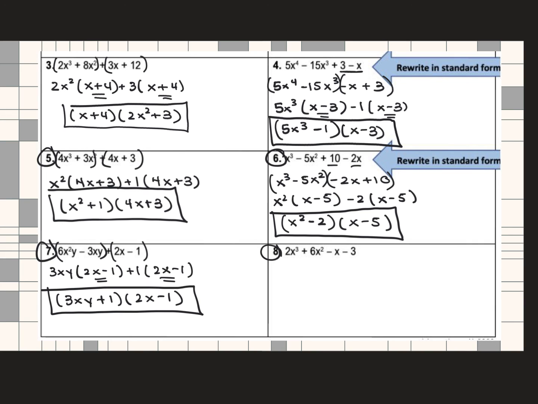All right, and the last example. So I have 2x cubed plus 6x squared minus x minus 3. So again, group the first two, group the last two. My first two terms have 2x squared, and I'm left with x plus 3. All right, so this goes back to, remember, using the method of GCF. We're just pulling out a GCF. Here, for my last two terms, they have negative 1 in common, so I have x plus 3. So I have 2x squared minus 1 and x plus 3.